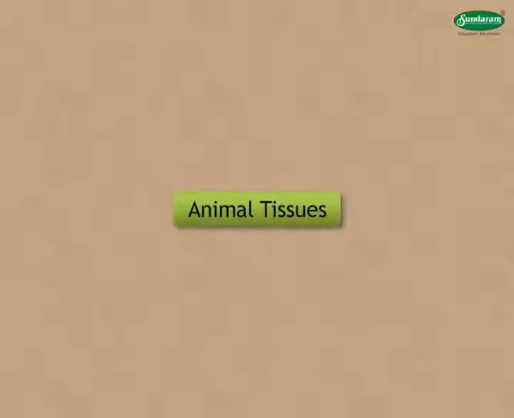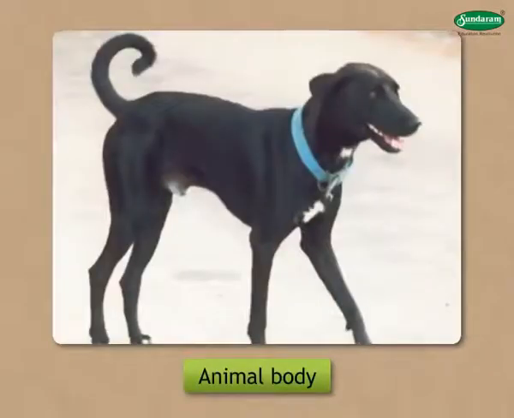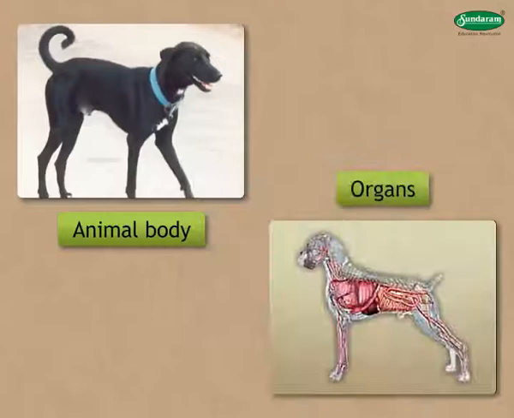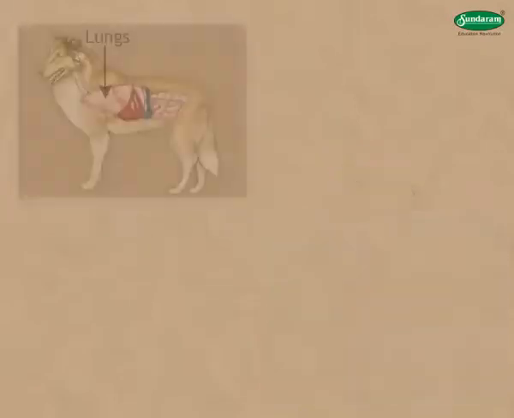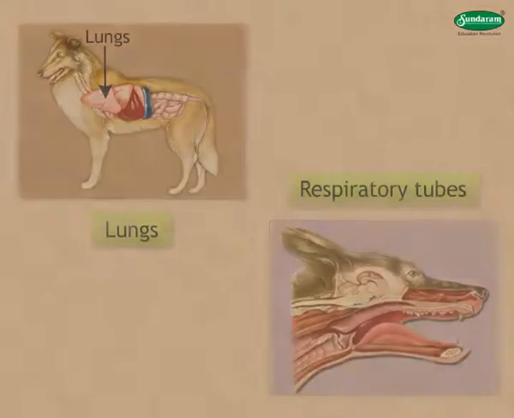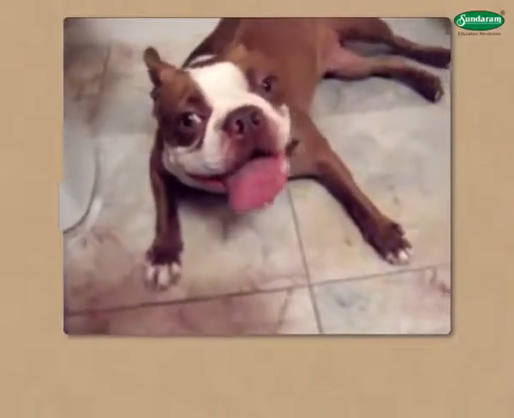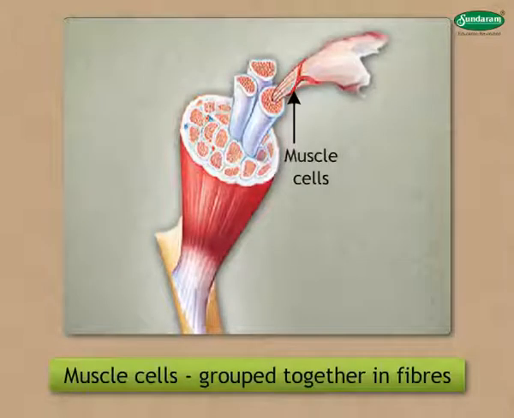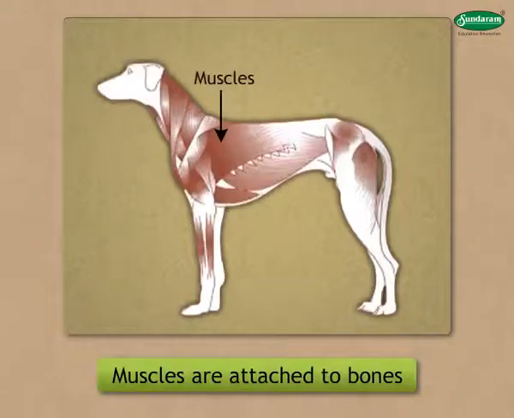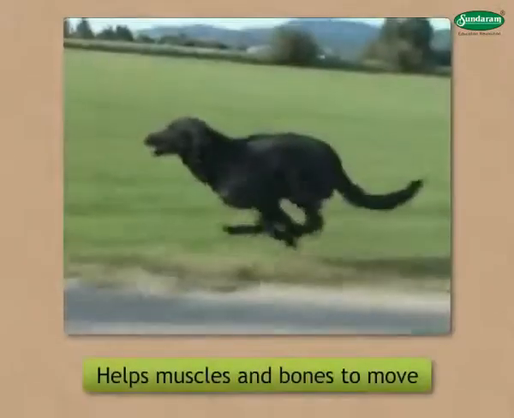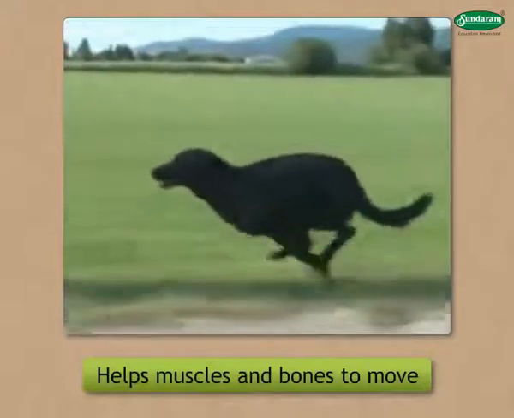Animal tissues. The animal body is made up of a number of organs that work together. Lungs, respiratory tubes, and the contraction and relaxation of the special muscles help us to breathe. Muscle cells are grouped together in fibers. These muscles are attached to bones. This helps muscles and bones to move.